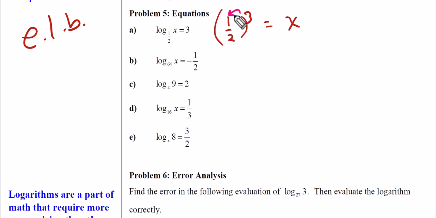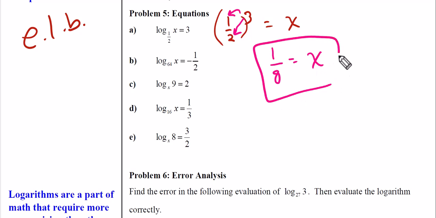So let's go ahead and do whatever this is. What's 1 to the 3rd power? That's 1. What's 2 to the 3rd power? That's 8. So the answer is 1/8. That's it. It was very minimal math. It was only possible because we did ELB.